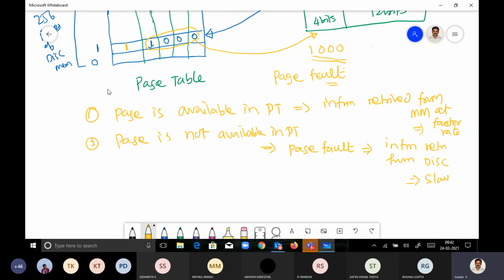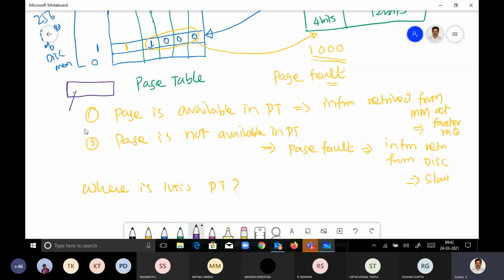Okay, right. Now a question will come: where is this page table residing? This page table is part of the main memory. And one more thing: how does the CPU understand where the page table is residing in the main memory? For that we are using a register called the origin register.